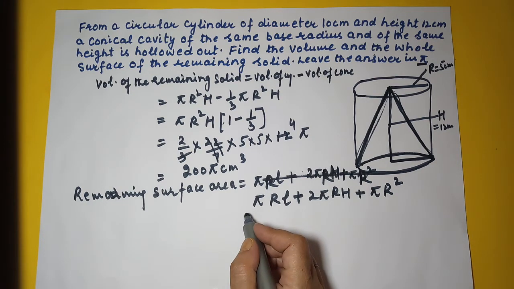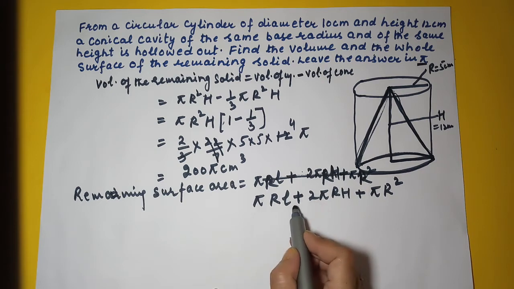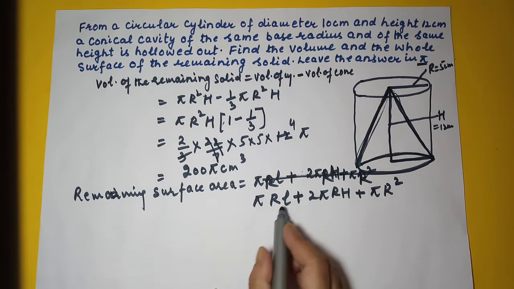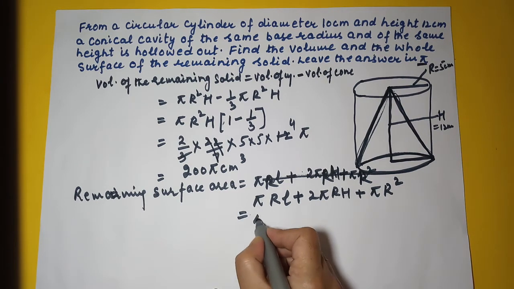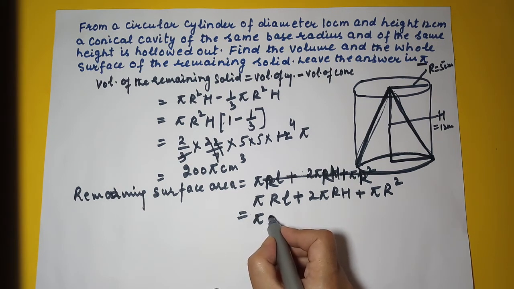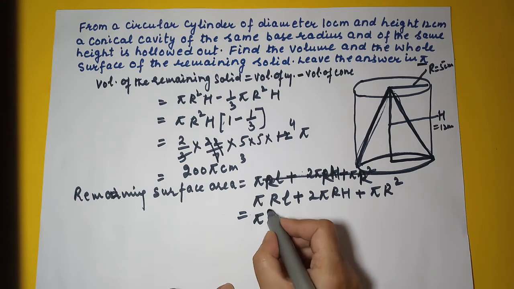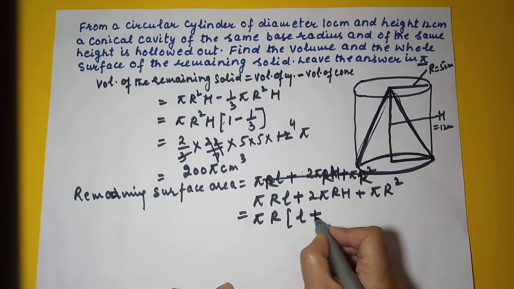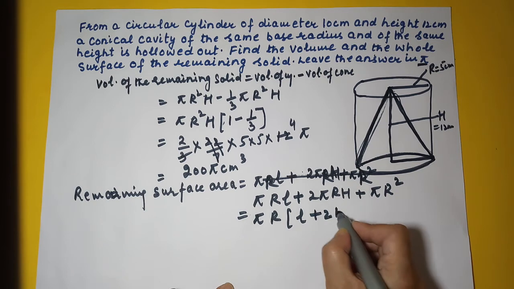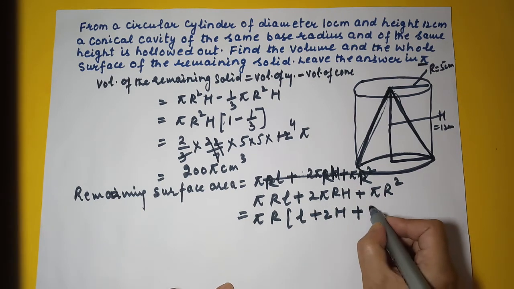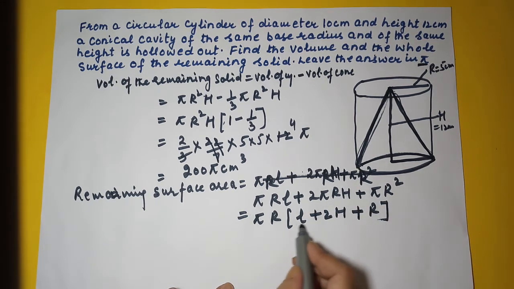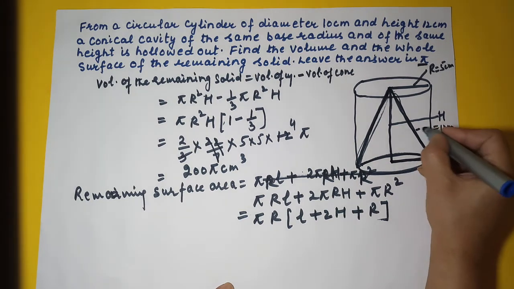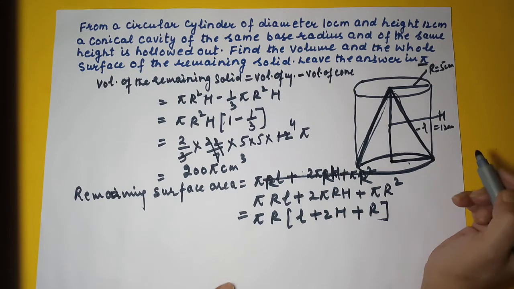Now we have everything here. Do we have the value for this L? We don't have it, we have to find it. So we can take pi common, we can take r also common. So inside we'll have L plus 2H plus this R, right? Now we don't have the value for this L, but we can calculate it: this is L, this is H, and this is R.